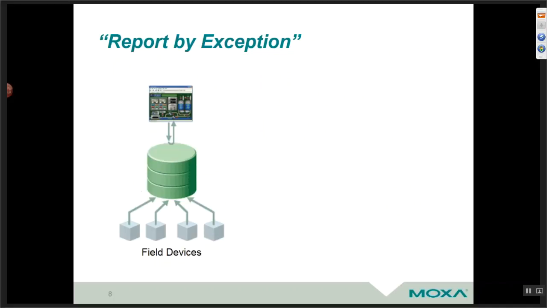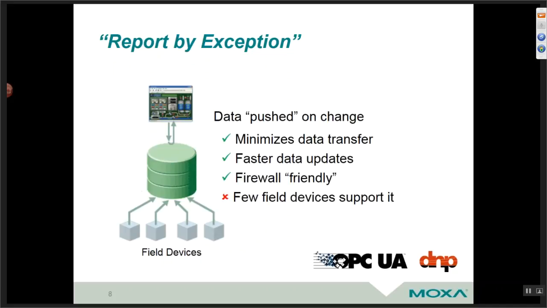So here's that same architecture. In this case, the field devices will push data up to the management system instead of being polled. Some of this is a little bit commonplace to folks from an IT background. If you look at technology like Simple Network Management Protocol, or SNMP, SNMP has the ability to send a trap, right? And that trap is an alarm message or an exception report. So utilizing this type of technology minimizes data transfer and gets faster updates.